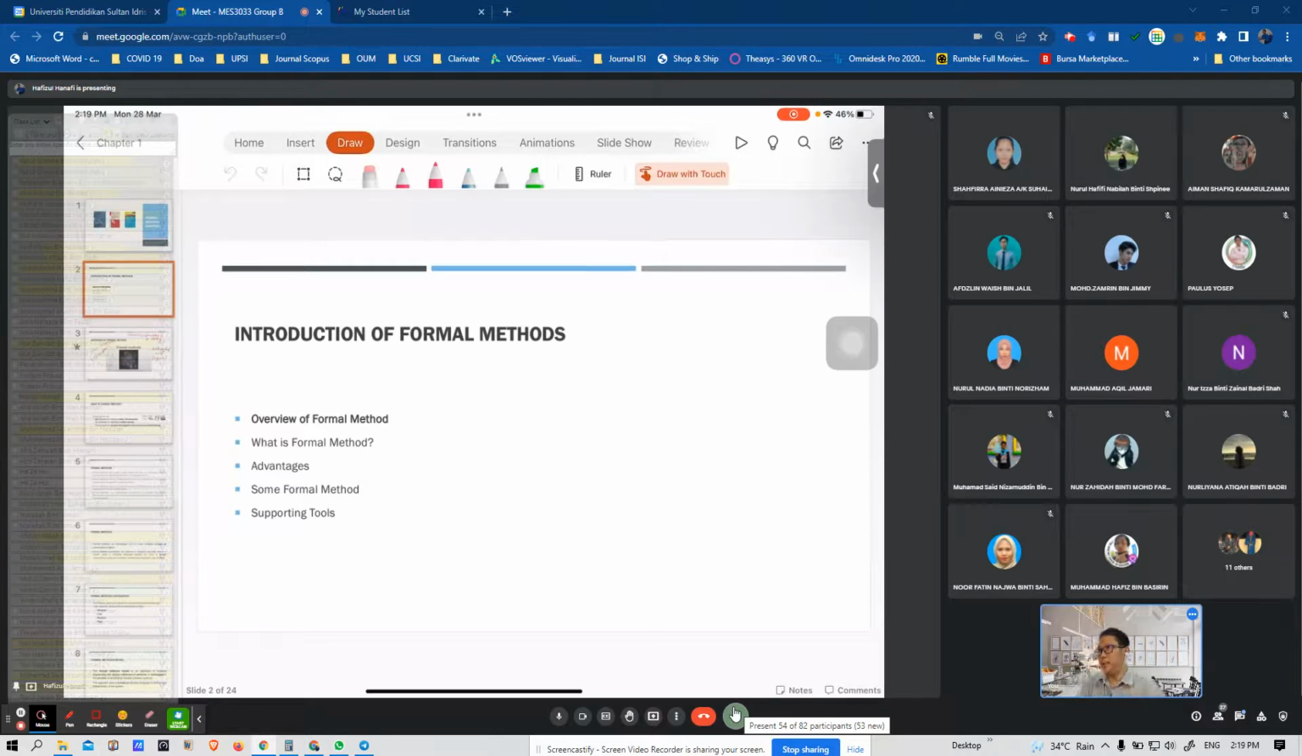Okay, can you see my slide? Boleh nampak ke slide saya? Nampak. Okay, this one is important to know the advantages, and then we have some of the disadvantages. Advantages. Okay, sorry, my handwriting is very bad. Boleh baca ke?